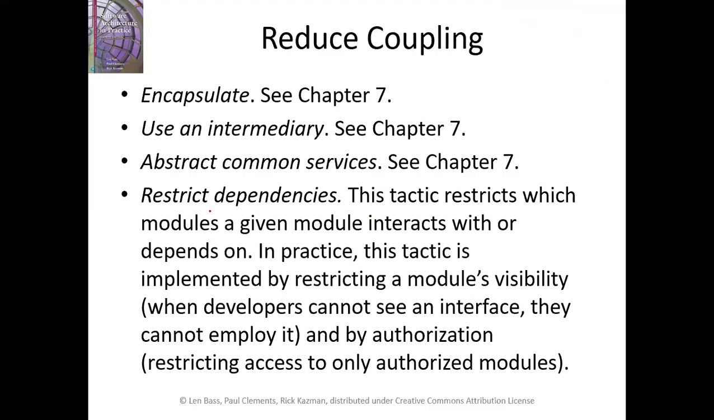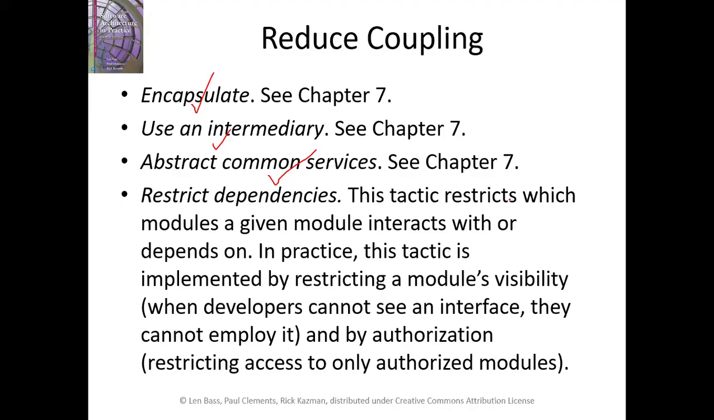Okay, the next is reduce coupling. We have seen a number of these in previous chapters. We have seen encapsulate. We have seen use intermediary in just the previous chapter. And also we've discussed services, that we must be able to abstract common services in systems that have similar services. We've talked about intermediary. We've talked about encapsulation.